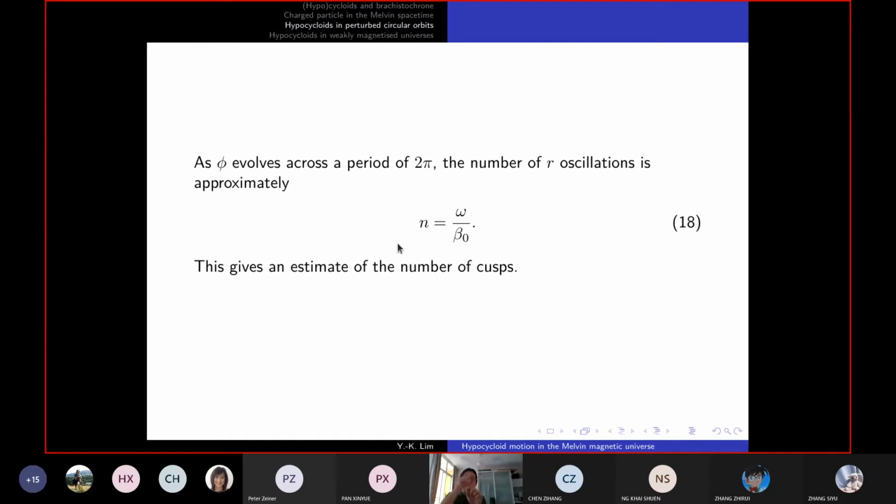From that we can get some other general information. For example, as the perturbed circular orbit goes around one round, I can count the number of cusps by just dividing the radial frequency by the angular frequency. This gives us an estimate. Remember, it's an estimate because our equation is a linearized approximation. But it's given by a simple formula, omega over beta.